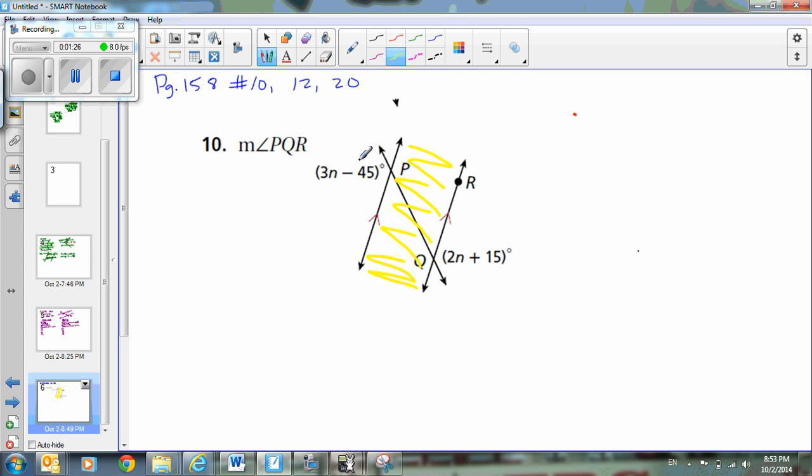All you need to do now is set these two expressions equal to each other, solve for n, and then, since the problem asks you to find the measure of angle PQR, that's this angle right here, what you'll probably want to do is, after you solve for n, put it right here, find out what the measure of this angle is, and notice that PQR is its supplement. We have a linear pair of angles here. They are supplementary. So after you find the measure of this 2n plus 15 degree angle, subtract that from 180 and you'll have your measure of angle PQR.